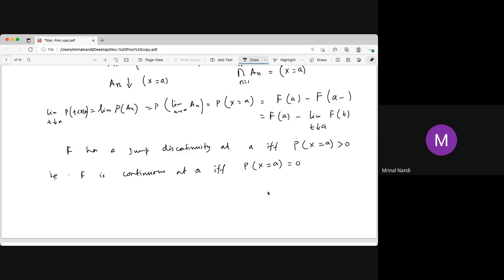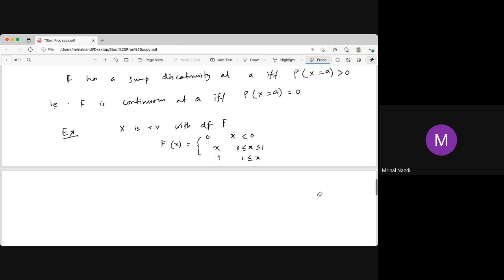So before the closing, we just gave one example of that continuous thing. Let X be a random variable with the distribution function capital F, where capital F is like that. F(x) is 0 if x is less than or equal to 0, it is x from 0 to 1, and it is 1 for x greater than 1. We can include 1 on both sides because it is continuous. So put x equal to 1, then x is 1 and 1 is also 1.